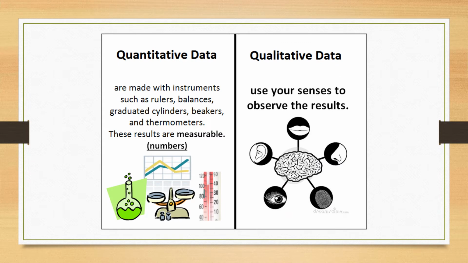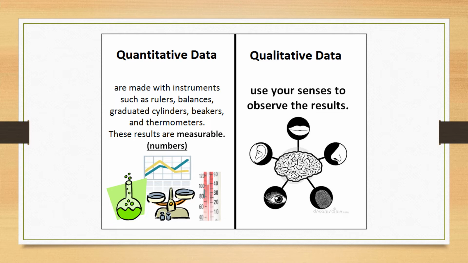When doing science, one of the things that we most often do is collect data. And there are two main types of data that we can collect. The first is quantitative data, which is anything that can be measured numerically. So we can make these measurements using instruments such as rulers, balances, graduated cylinders, beakers, and thermometers. But whatever data you have, it's numerical.